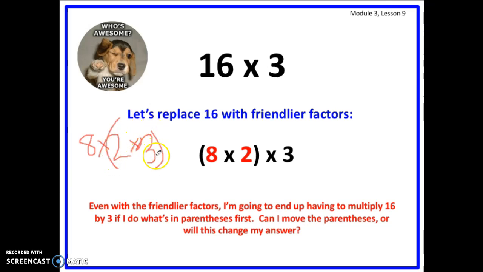I like 2 times 3. That's much easier. 2 times 3 equals 6. But don't forget, we still need to multiply it to 8. 8 times 6 equals 48. And that was much easier to figure out than 16 times 3.